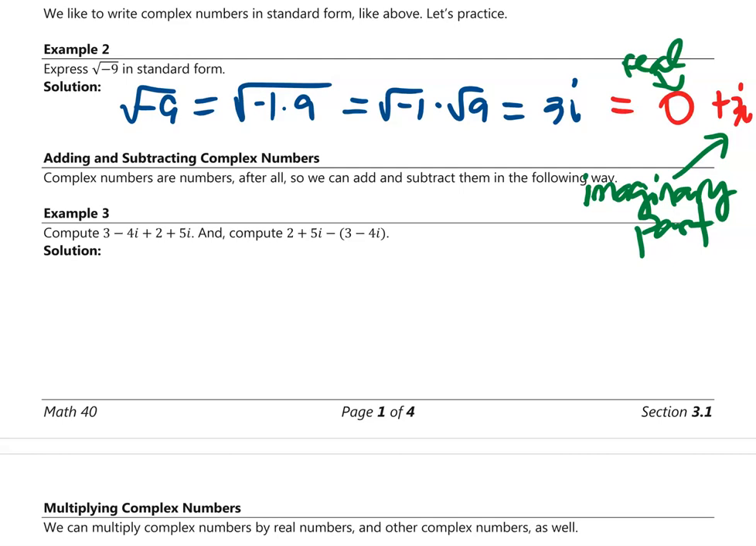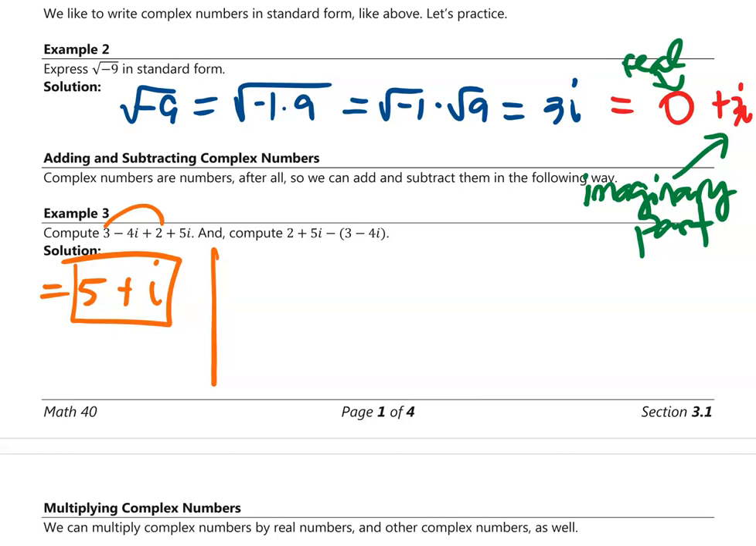Adding and subtracting complex numbers. Complex numbers are numbers after all, so we can add and subtract them in the following way. Example number 3, compute 3 minus 4i plus 2 plus 5i, and compute 2 plus 5i minus 3 minus 4i. So let's do that. This one is just like combining like terms. So 3 plus 2 is 5. Negative 4i plus 5i is equal to i. So this is in standard form. This is the real number 5 and i is the imaginary part.